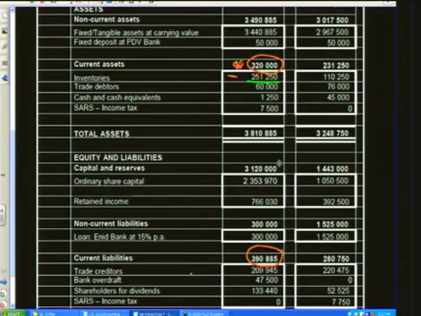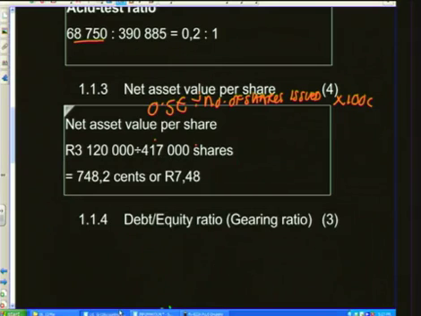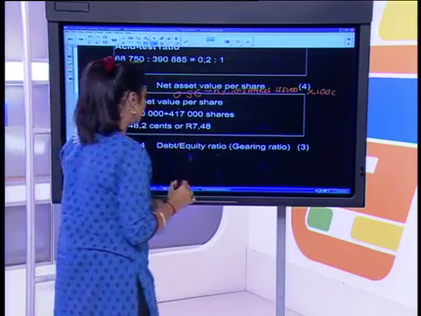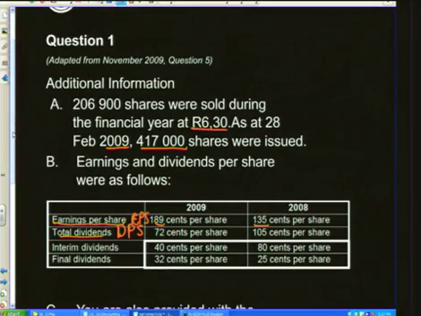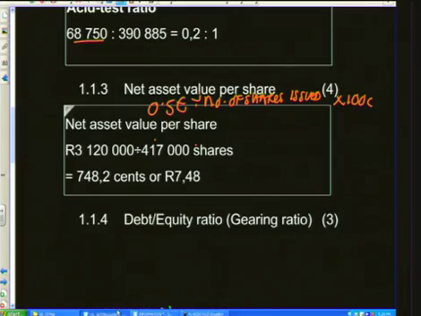And remember, guys, let's get a pen out. There's my 3,120,000. So this amount is now taken to my answer sheet. Let's go back to your answer sheet. 3,120,000. This now must be divided by the number of shares issued. So if we go back to our information, additional information A, we were told as at the 28th of February 2009, 417,000 shares were issued. So that is where I'm getting my figure from, 417,000. So back to my answer sheet, 3,120,000 divided by the number of shares issued, 417,000. Multiply this by 100 cents, and you're going to end up with a net asset value per share of 748 cents or 7 Rand 48 cents.